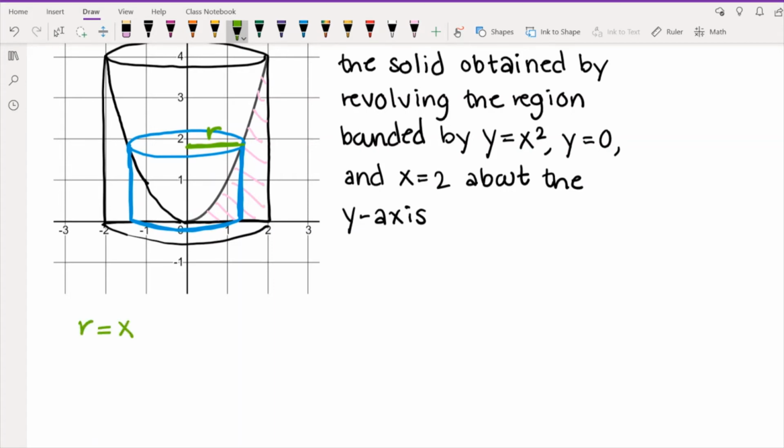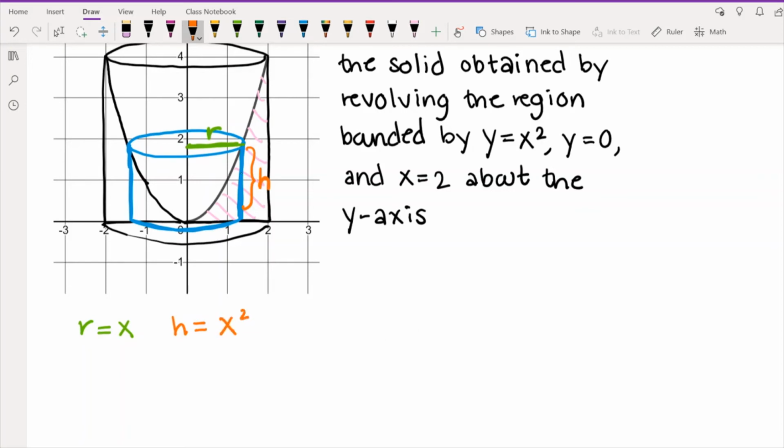And then what about the height? Well, once again, the height is actually determined by the function, right? By this function, because say that we're at 1.2 or 1.3, if you wanted to figure out what the height was, you would just plug it into the function y is equal to x squared, and that would give you this orange distance. So the height is going to be equal to x squared.